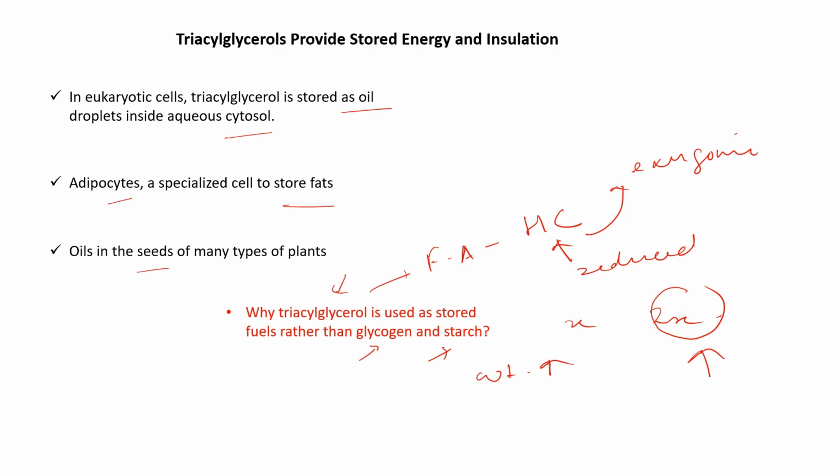Glycogen is a storage carbohydrate in animals. Starch is a storage carbohydrate in plants. So the body weight will increase for these organisms. Hence, triglycerol or triacylglycerol is used as stored fuel rather than glycogen and starch. First, they provide more energy, and they do not increase the body weight.